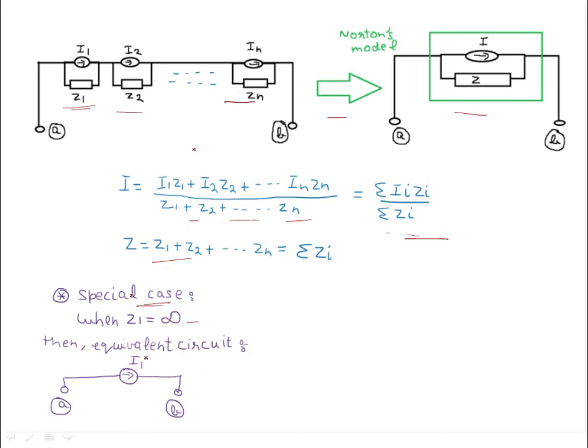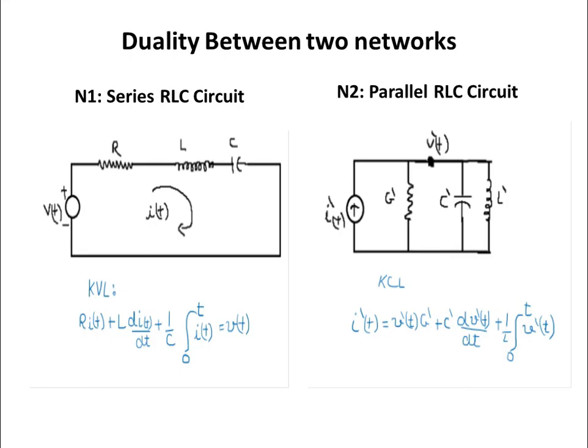Then the equivalent circuit would become this. Then only current source would be present, no impedance. You can derive this model by applying Z1 equal to infinite here and here. You will find that Z would become infinite and I would become I1. Okay, so now we have completed all our theorems.